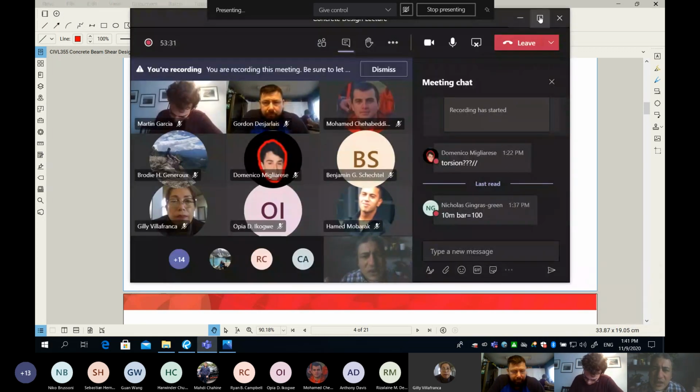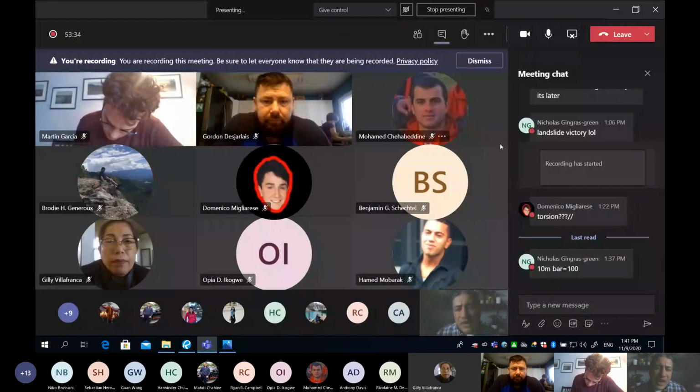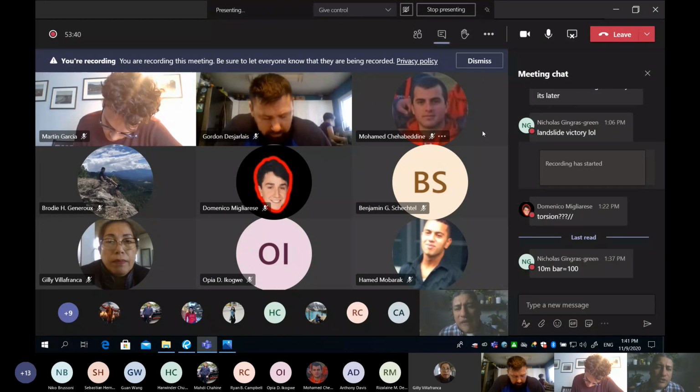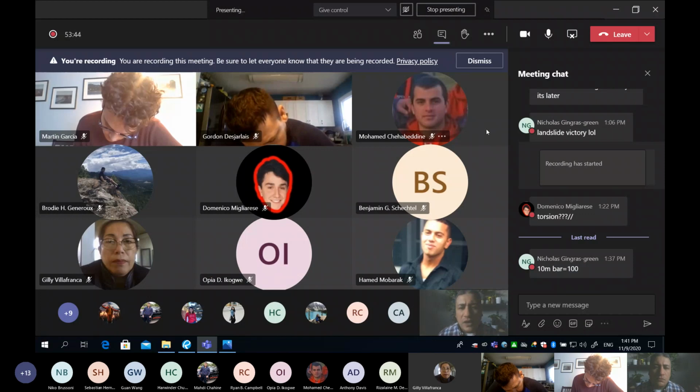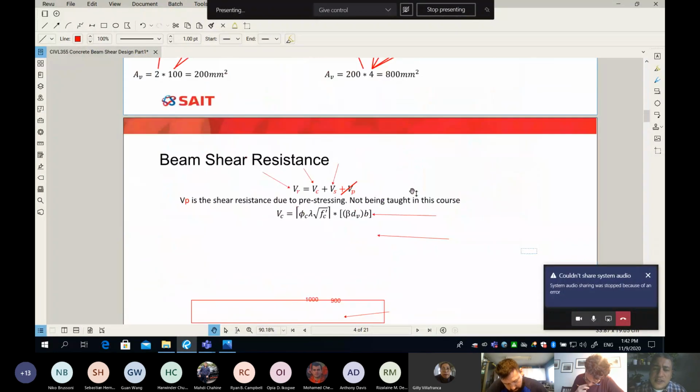The AV is not the area of the bar diameter. It depends on how many legs. As I said, in general, normally we have 2 legs, but sometimes because we have heavy loads, we will need more than 2 legs. Okay? So that's AV. So we're done with AV.